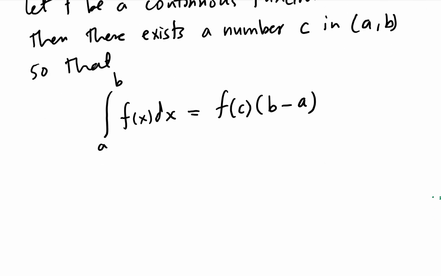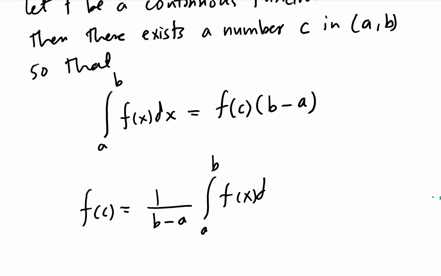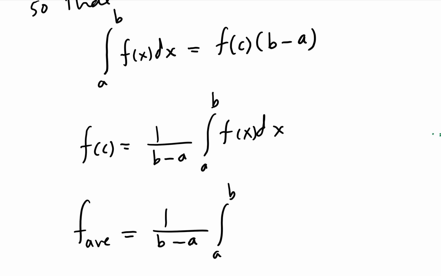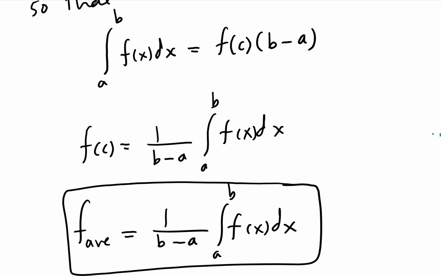From here, I can solve for f of c, right? From that last equation, I can divide both sides by b minus a. And what I just found, that's called f average. So f average, AVE for average, equals 1 over b minus a, the integral from a to b of f of x dx. So this is the average value of a function. I'll show you what that means on the graph.